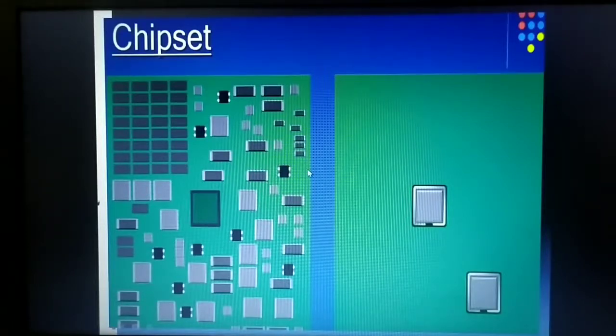Instead of having the different kinds of chips all over this motherboard controlling the different functions, they reduced the number of chips to do the same job and condensed them into a few chips, which are known as the chipsets. Now one of the chipsets is the north bridge and the other is the south bridge.